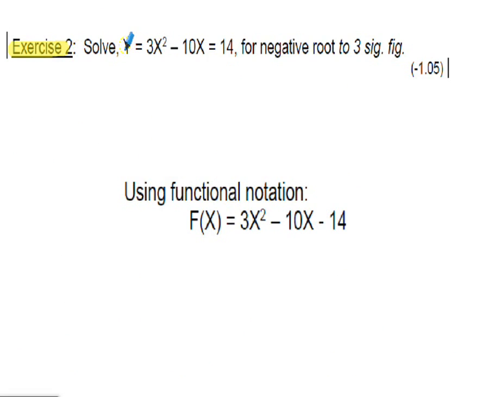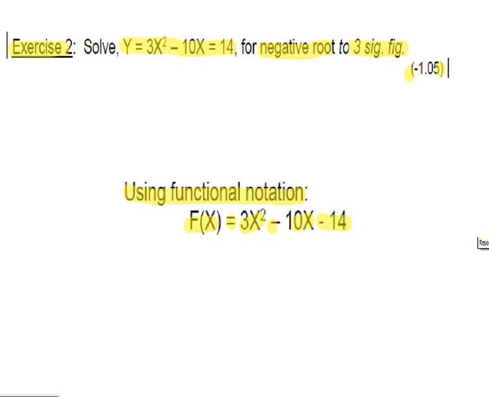Exercise 2, we're asked to solve the equation y is equal to 3x squared minus 10x minus 14 for a negative root this time and to three significant figures. Answers shown in the brackets here. Don't forget from example 1, rearranging the above equation and using functional notation, we're actually solving the equation function of x is equal to 3x squared minus 10x minus 14.